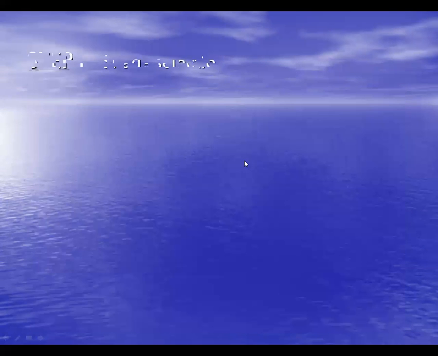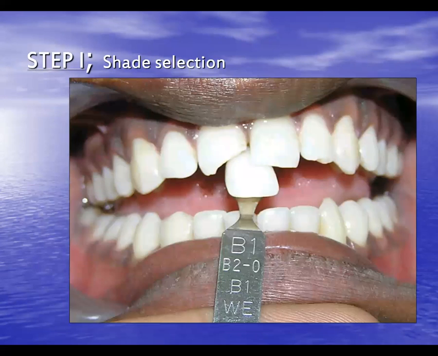Why do we have to do the scaling and polishing? To select the shade. Before selecting the shade, we have to do proper cleaning and polishing of the adjacent tooth, and we have to select the shade in daylight. In normal light, if you use a chair light, there may be alteration in the color. So select the shade in normal light, suppose this is the A1 shade.